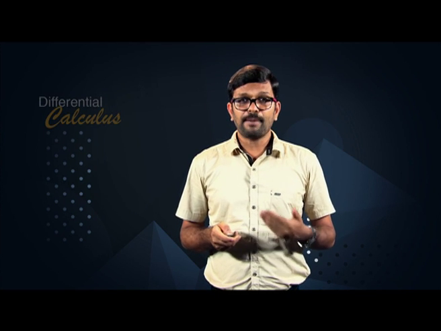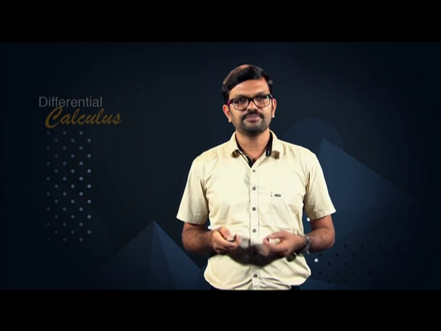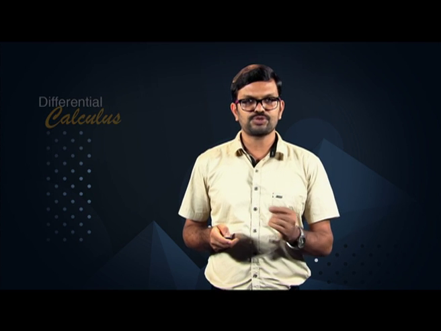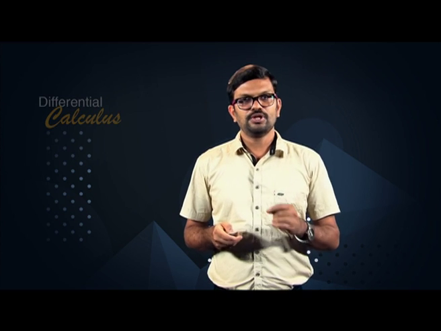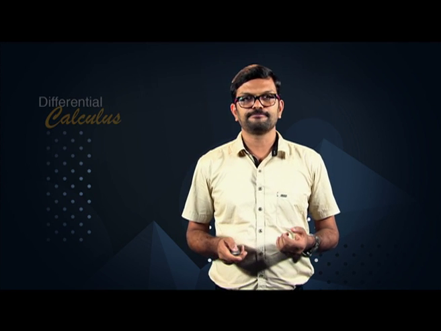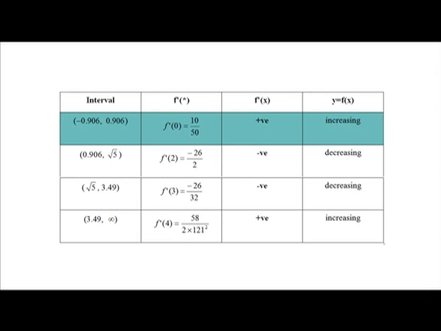Hence, by an application of the intermediate value theorem, f dash of x does not change the sign in each of the intervals minus 0.906 to 0.906, 0.906 to root 5, root 5 to 3.49 and 3.49 to infinity. In the interval minus 0.906 to 0.906, f dash of 0 is 10 by 50, which is positive, and hence y is increasing.